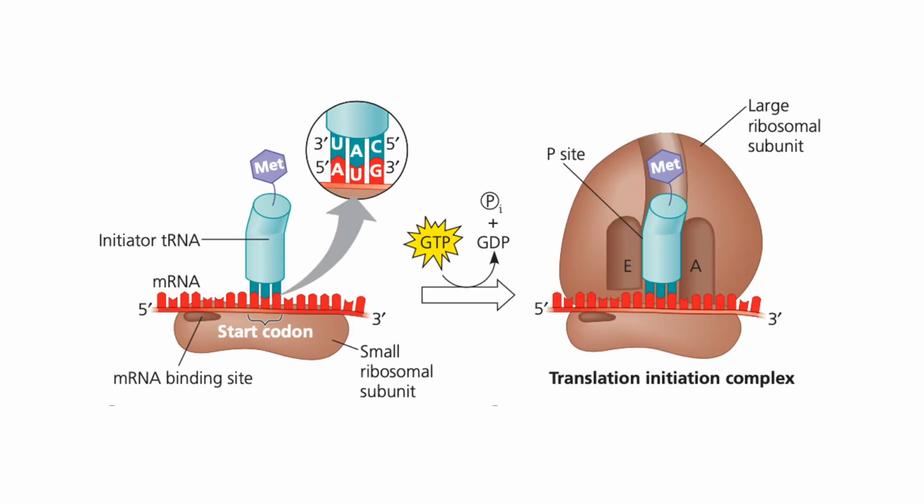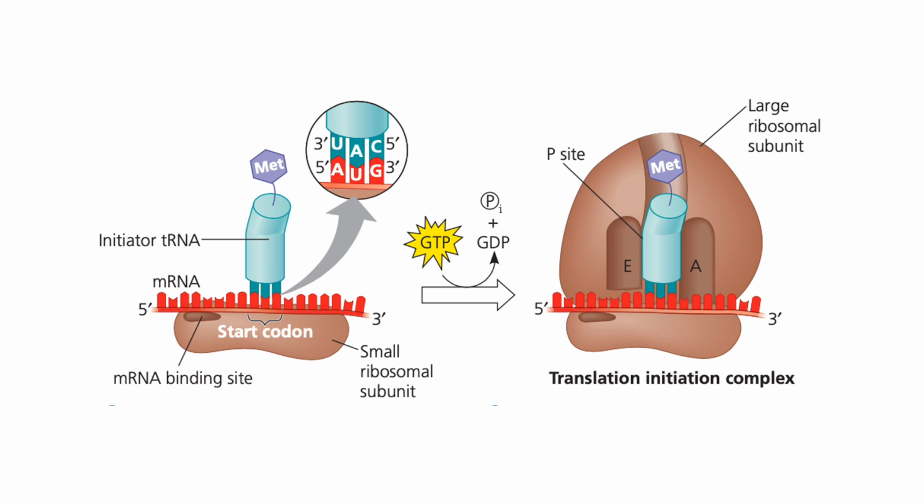A small ribosomal subunit binds to a molecule of messenger RNA. In a bacterial cell, the messenger RNA binding site on the subunit recognizes a specific nucleotide sequence on the mRNA just upstream of the start codon. An initiator tRNA with the anticodon UAC base pairs with a start codon AUG. This tRNA carries the amino acid methionine.